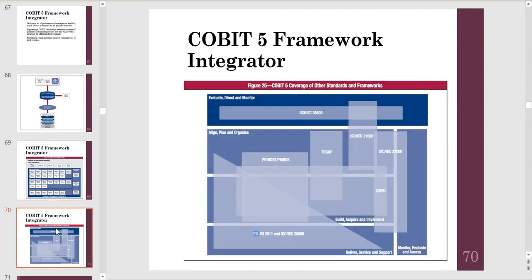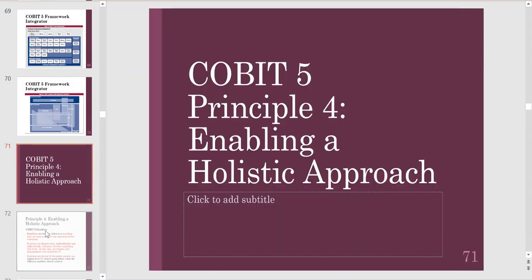So this is a clear diagram. You see in this diagram, there are many standards here: ISO for quality, transfer, project management. There are many, I don't even know what they are. CMMI, IEC. So if you see this diagram, this is COBIT 5. This integrates, so you can work with all standards under the umbrella of COBIT 5. So this is for principle number three.